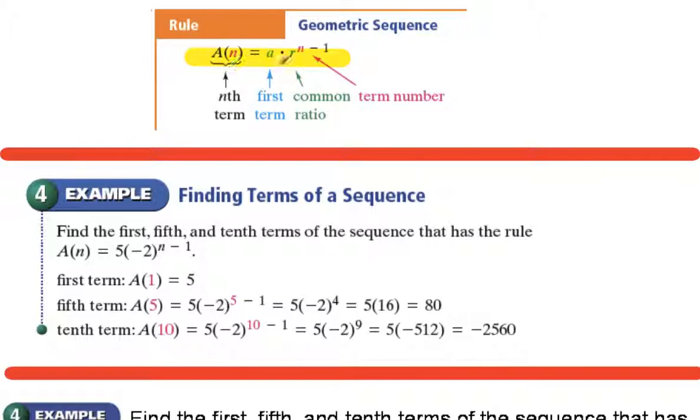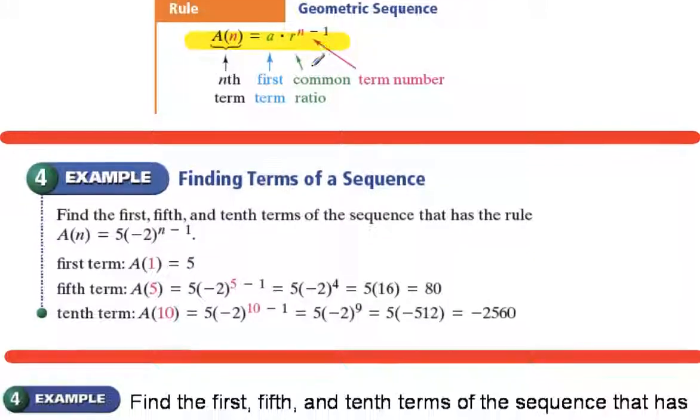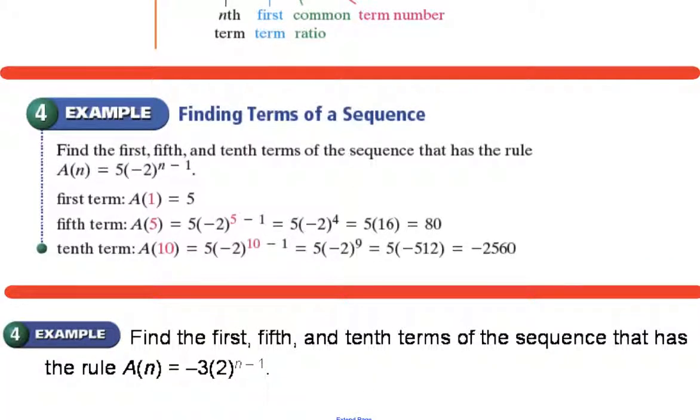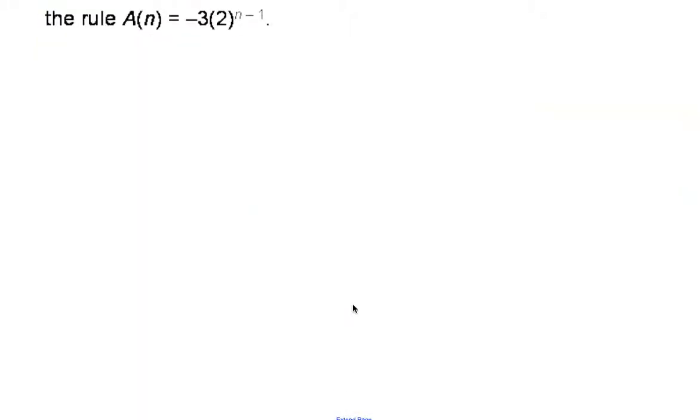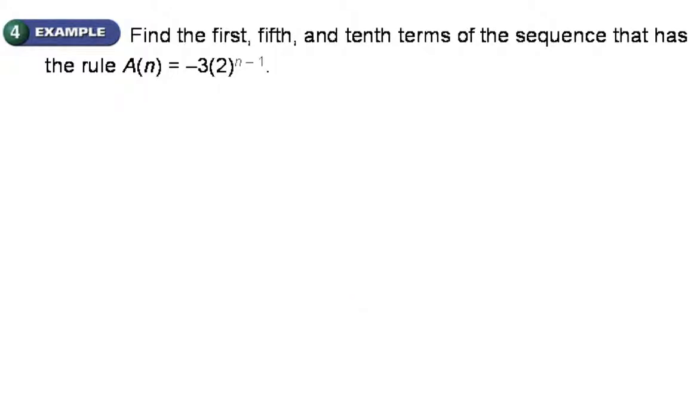Okay, so we have the geometric sequence, the rule. Down here for your notes, example 4, it says find the first, find the fifth, and find the 10th. So we want 1, 5, and 10. The terms of the sequence that has the rule a of n equals -3 times 2 raised to the n minus 1 power.